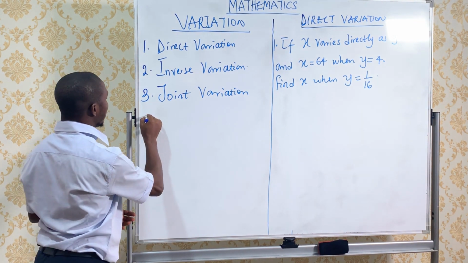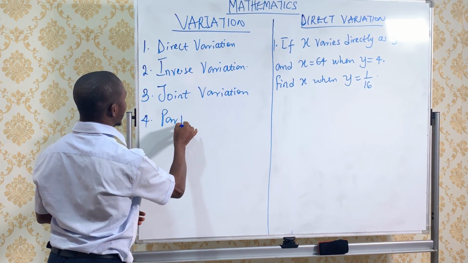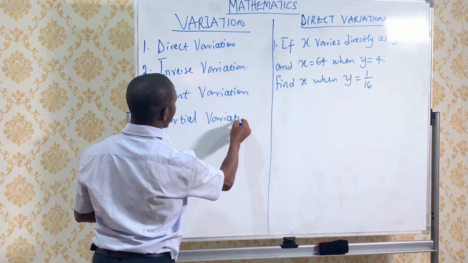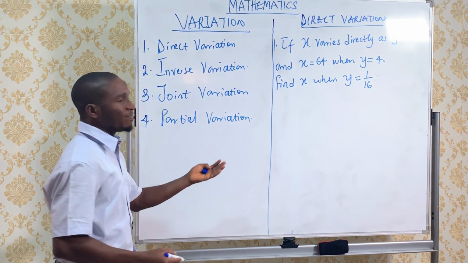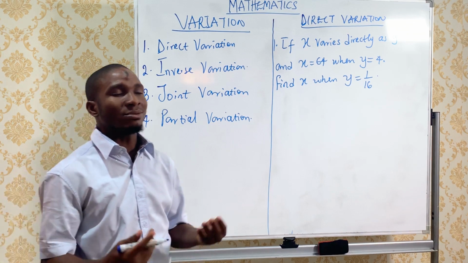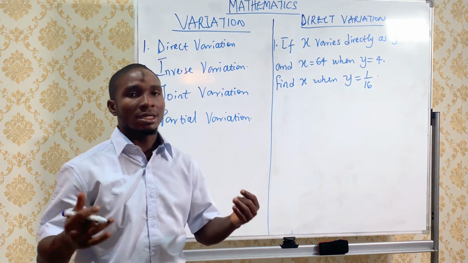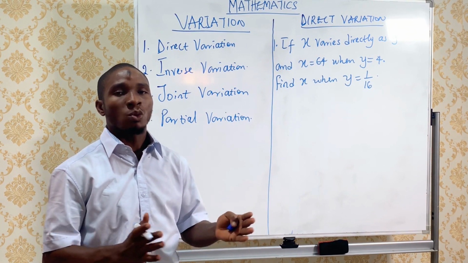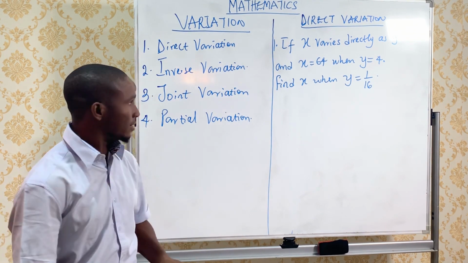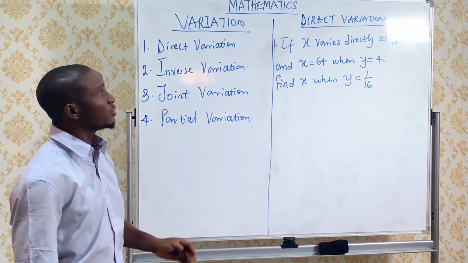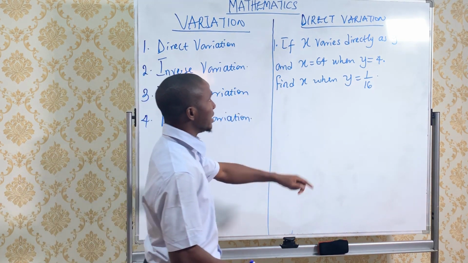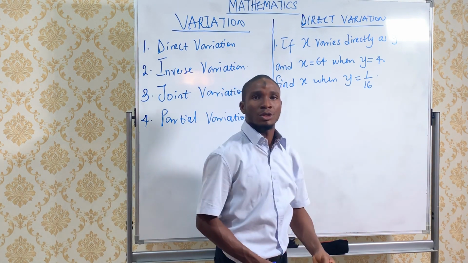The last one is partial variation. What partial variation implies is that you are going to have two different variables that vary against each other with respect to two different constants. So we are going to look at some examples to illustrate each of the variations one after the other. So let's look at the first example here. Example 1. This is on direct variation.